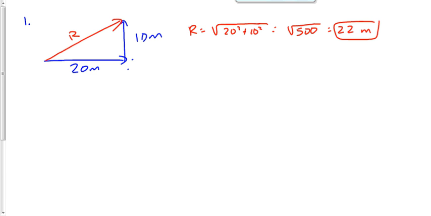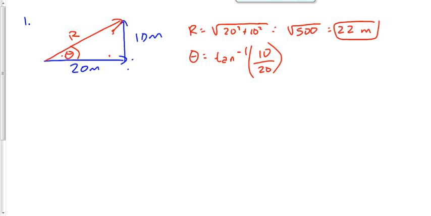Now, the value of theta, I want you to tell me where I'm going to calculate the value of theta. Position 1, position 2, or position 3? 1, 2, or 3? Where is it? Who says 1? Okay, 2, 3? It is position 1 because that's the start of my vector diagram. So let's say theta now is equal to the inverse tan, second function tan, of opposite over adjacent.